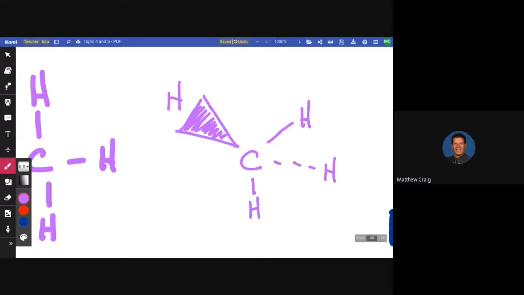Now, I have not seen molecular structures for a while. I mean, I'm talking well over 10 years. So it's not a bad idea to know about it.